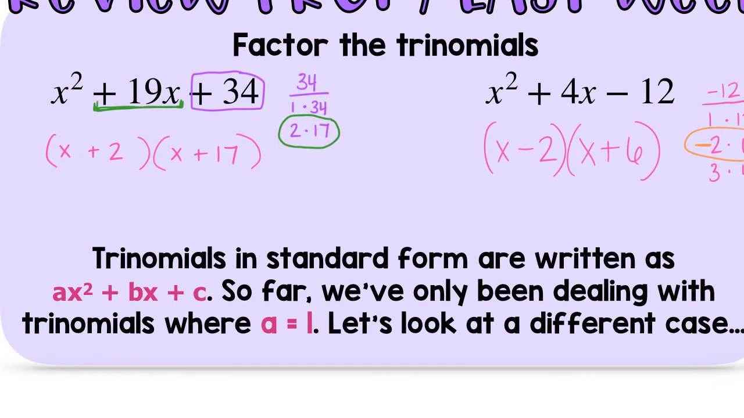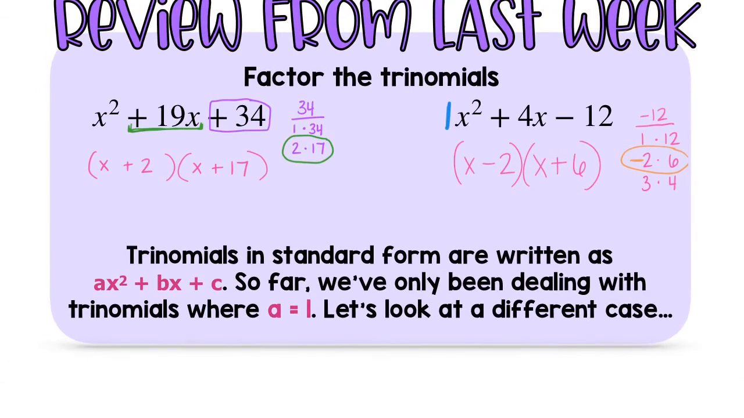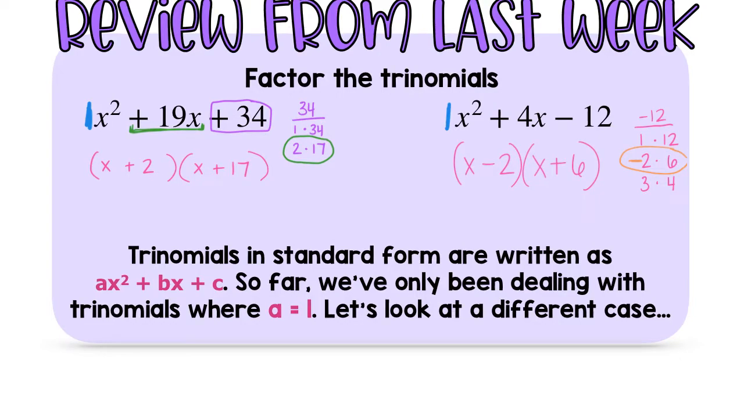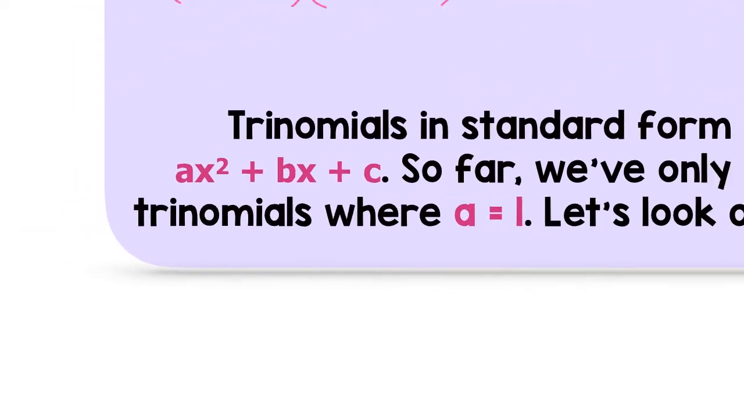Now, if you remember, all of the trinomials that we dealt with last week did not have a number in front of this leading term here. It was just x squared, right? The coefficient there would technically be 1. So everything we've done up until this point with trinomials, that leading number was just a positive 1. And today we're going to look at trinomials that actually have a number in that spot.